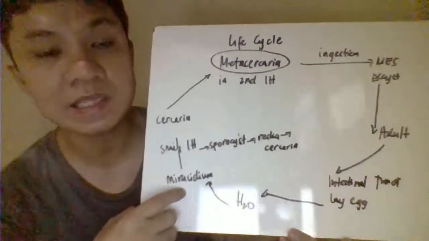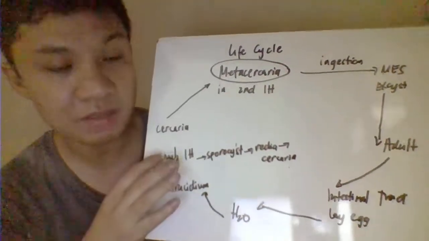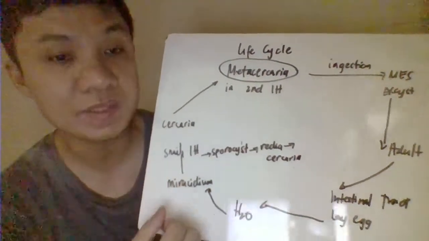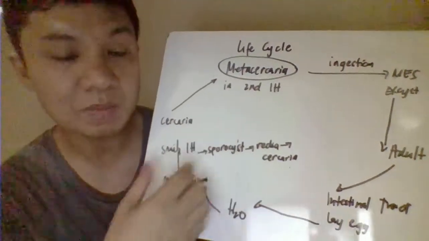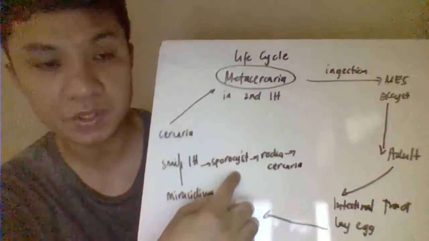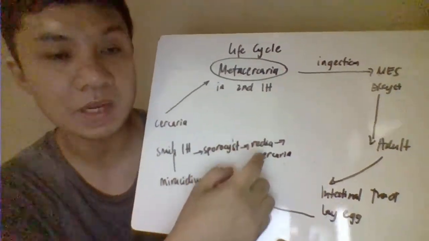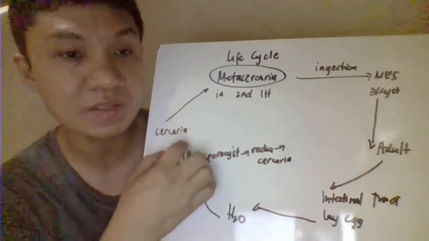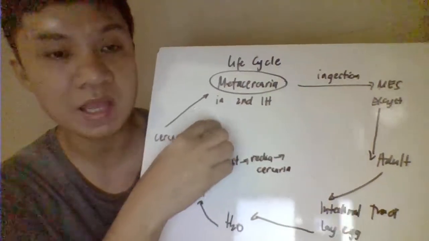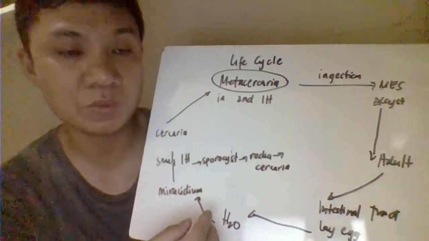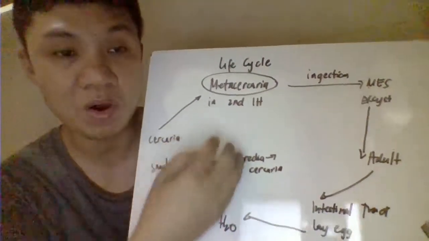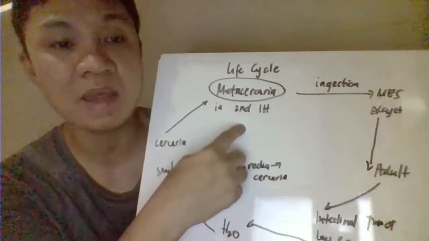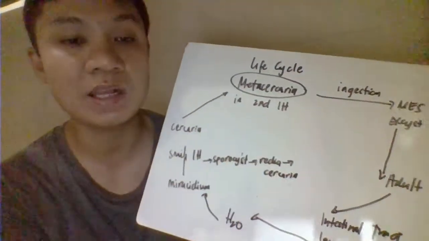Okay, the miracidium again is a ciliated larva. It swims and tries to find a suitable first intermediate host, which is a genus of snail. Inside the body of a snail, this miracidium develops to become a sporocyst, then redia, and eventually cercaria. After that, the cercaria leaves the body of the snail and swims again in the water to find a suitable second intermediate host, where it encysts to become the metacercaria, making that the infective stage. And then the cycle goes on.